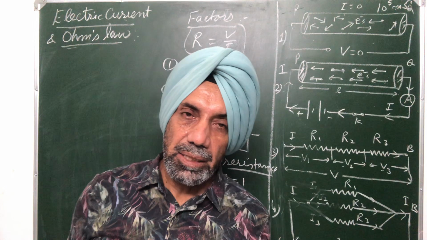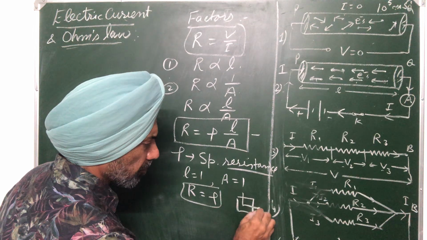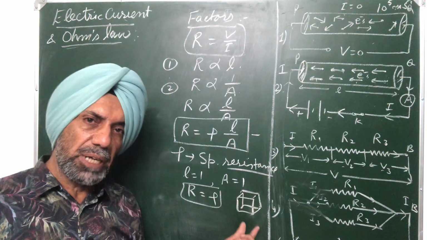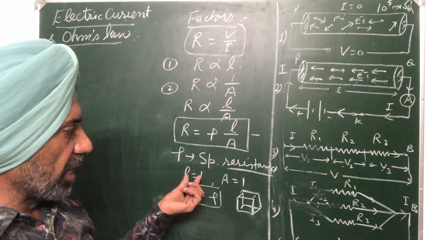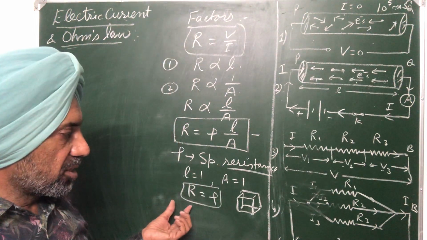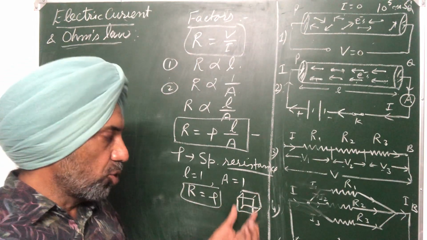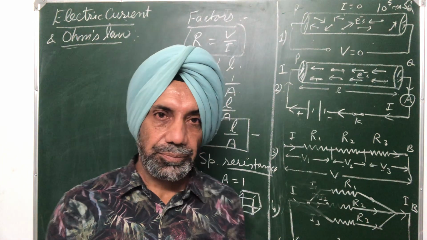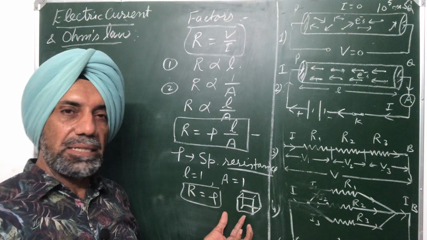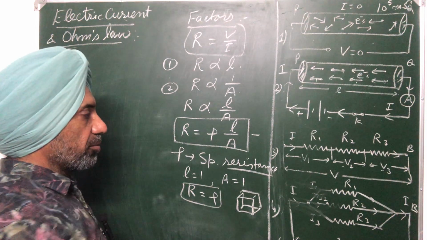So we can define resistivity or specific resistance. Resistivity or specific resistance is defined as the resistance of a unit cube of the conductor. Because length is 1 unit and area is 1 unit, its volume is also 1 unit. So resistivity is equal to the resistance of the conductor which has a unit cube volume, which depends upon the nature of the material of the conductor.